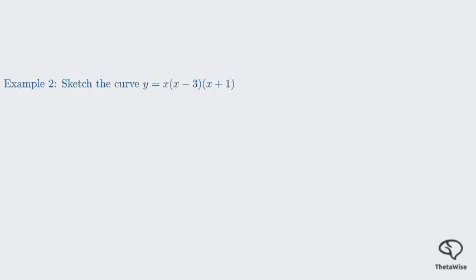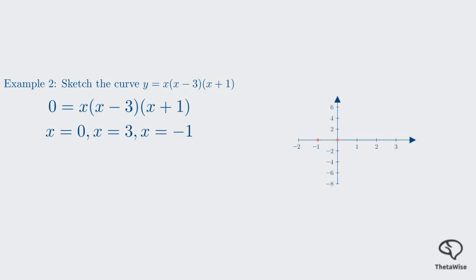Now, let's connect this to sketching cubic graphs. Often, an IGCSE question will give you a factorized expression and ask you to sketch it, showing all key points. First, we find the roots or x-intercepts by setting y to 0. The solutions are x equals 0, x equals 3, and x equals negative 1. These are where the graph crosses the x-axis. Let's mark these points on our axes.